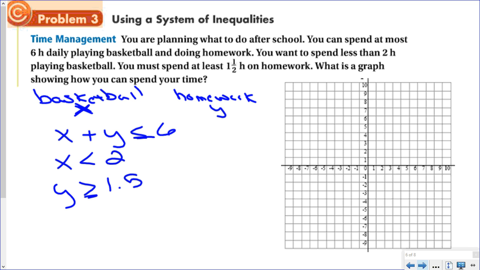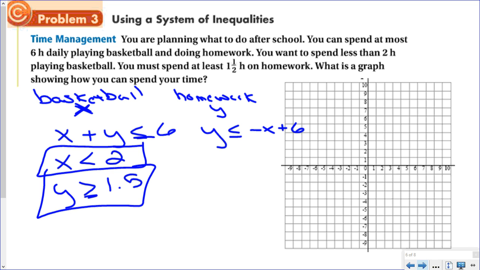Okay, now the graphing. When you graph the first one, you'd solve for Y. So Y is less than or equal to. You move the X over by subtracting X from both sides, so Y is less than or equal to negative X plus 6. For the second one, you would make a t-table, and that would be the same thing for that last one here.